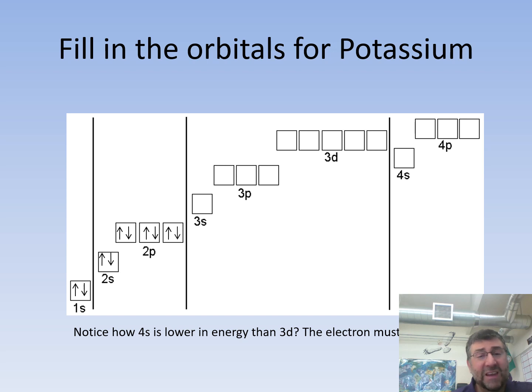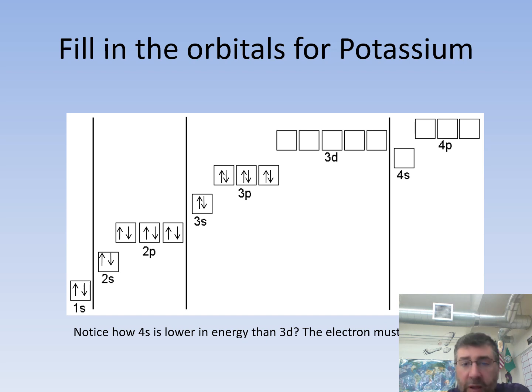Now we've got 10. Aufbau principle says, let's jump to the 3s, pair them up. Now we're going to go to the 3p. Hund's rule says, let's spread them out. And now let's begin pairing them up again. At this stage, we have 18 arrows, which is the equivalent of looking at argon on the periodic table. But we need 19, so we need to add one more electron.